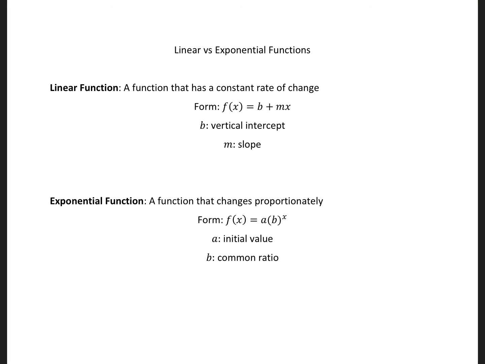The way that we set up each one of these functions is a little bit different. A linear function will be in the form b plus mx, where b is the vertical intercept and m is the slope. An exponential function will be in the form a times b to the x, where a is the initial value, which is also a vertical intercept, and b will be the common ratio.